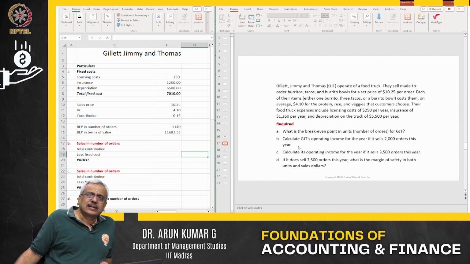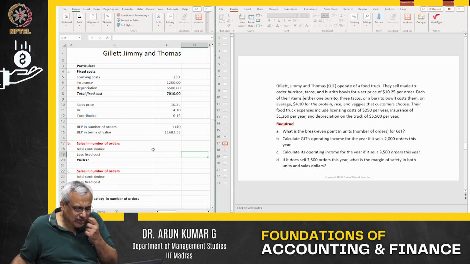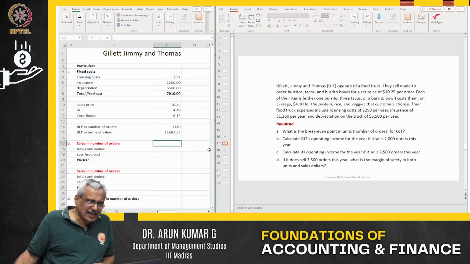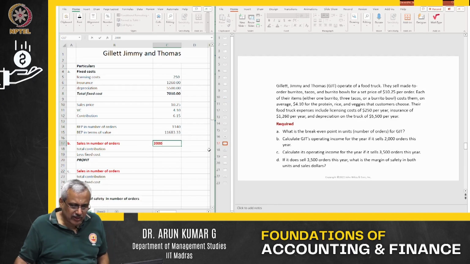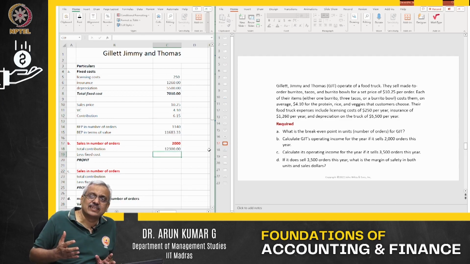Next, second. Calculate GJT's operating income for the year if it sells 2000 orders this year. They are going to sell about 2000 orders out there. Now, sales in number of orders, they are going to sell 2000 orders. What is going to be my contribution? What is the contribution per unit? My contribution per unit is 6.15. So, they are going to get about 12,300 after covering the variable cost.